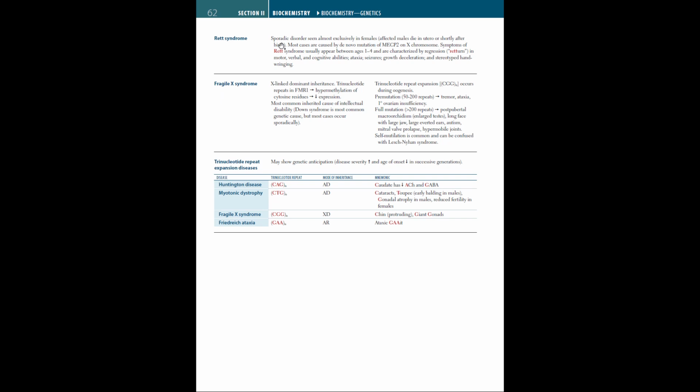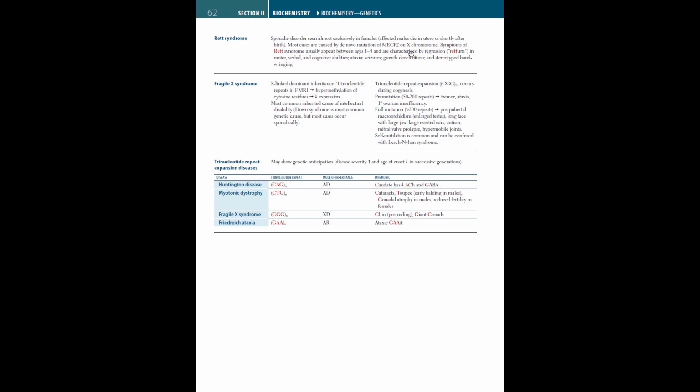Now, Rett syndrome is a sporadic disorder almost exclusively seen in females, as the affected males die in utero or shortly after birth. Most of the cases are caused by a de novo mutation of the MECP2 on the X chromosome. The symptoms usually appear between 1 to 4 years, and there are a total of 4 stages: stage 1 between 6 to 18 months, stage 2 from 1 to 4 years, where you see the most symptoms, stage 3 from 2 to 10 years, and stage 4, 10 years on.